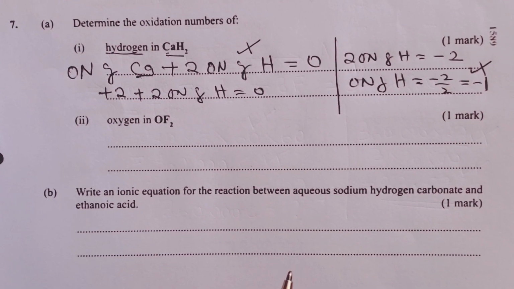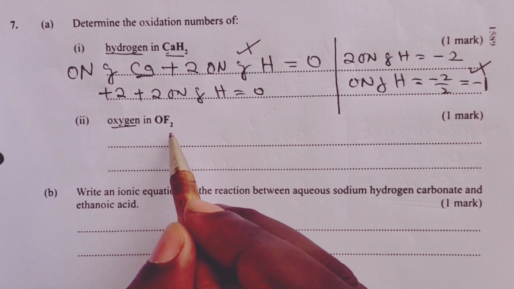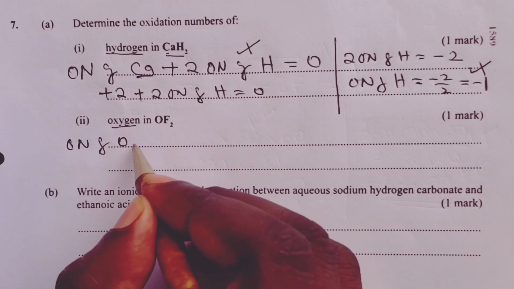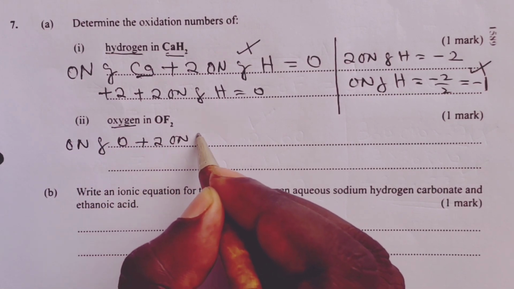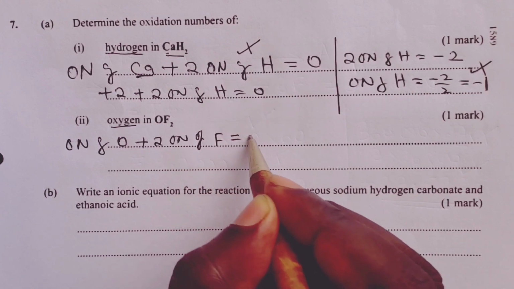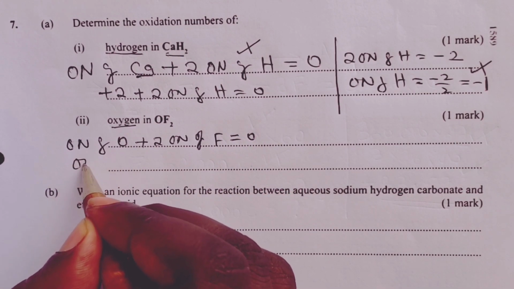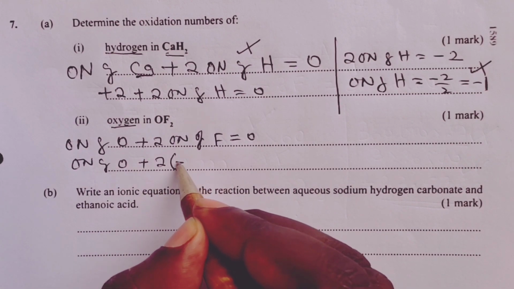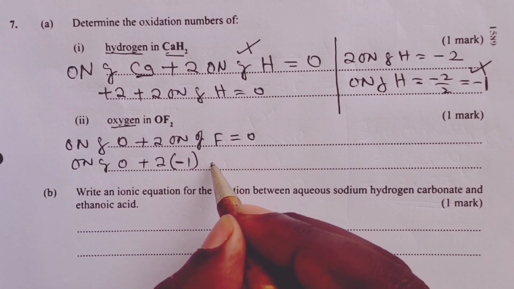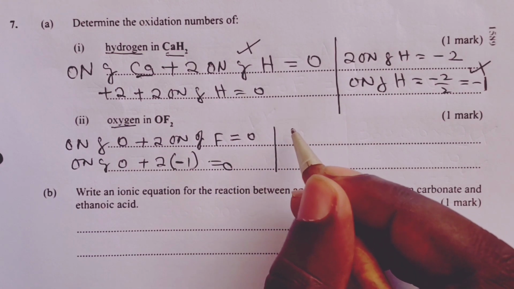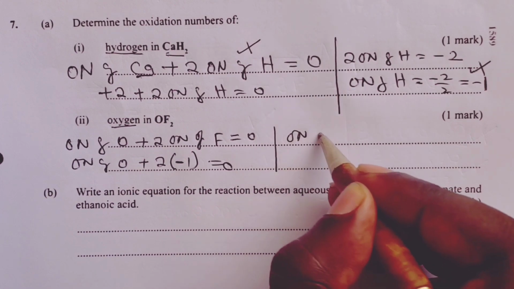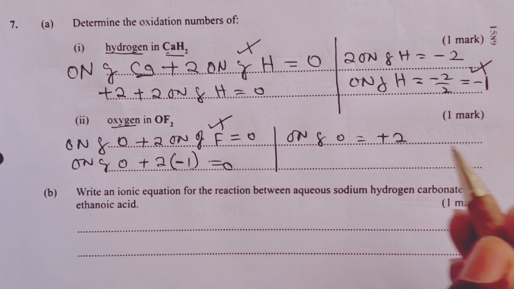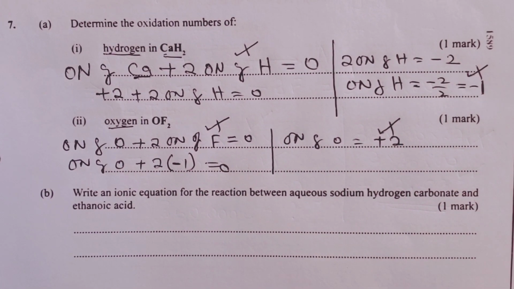Moving to the oxidation number of oxygen in OF2, we do the same. ON of O plus twice ON of F should give us 0. This time round, ON of O we do not know, but at least we know ON of F as -1. This should give 0. When we add 2 both sides, we get ON of O as +2. Half for the relation, half for the answer.